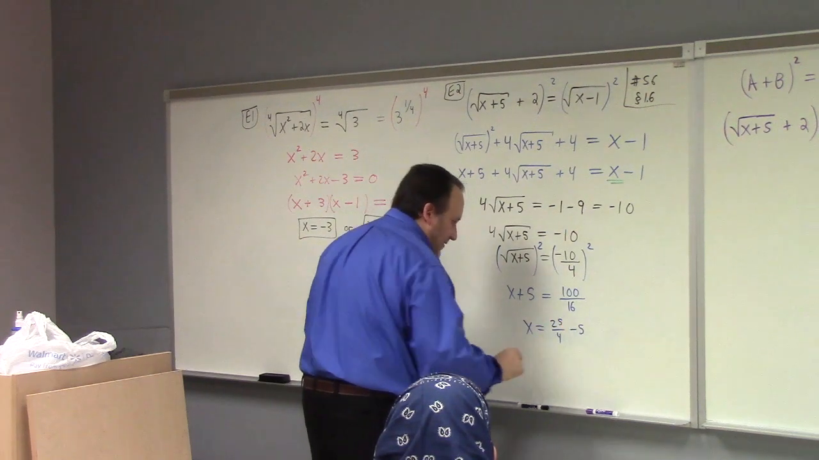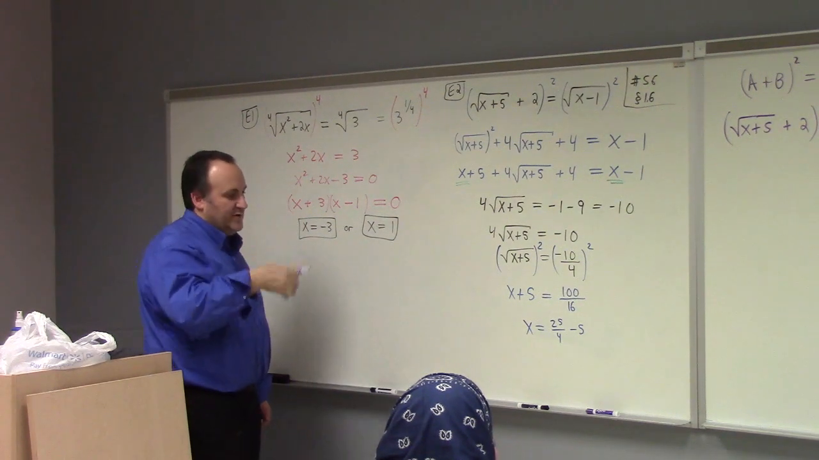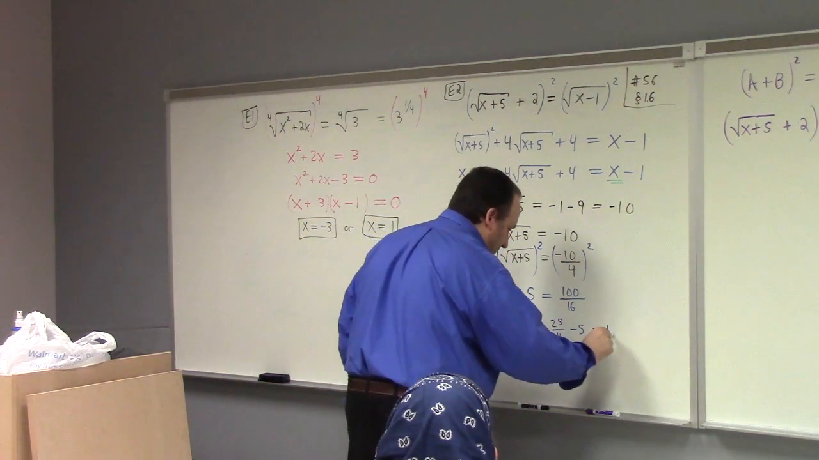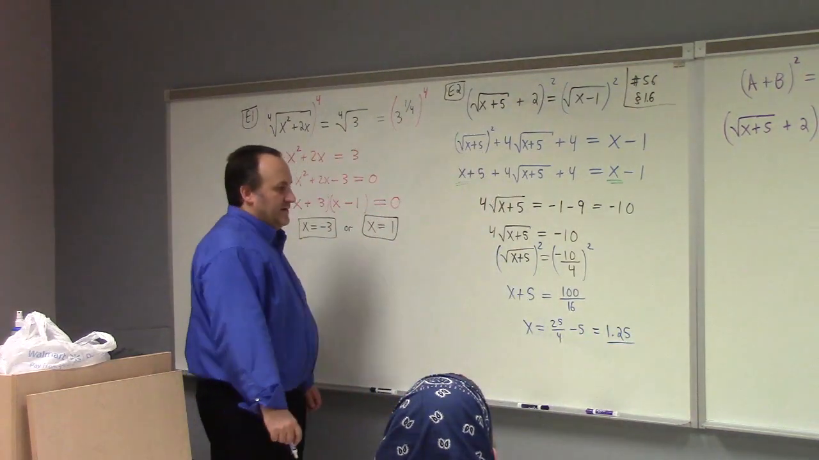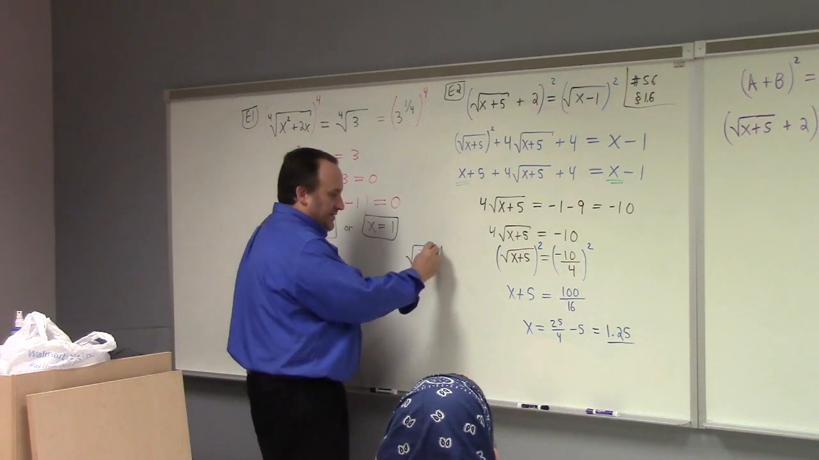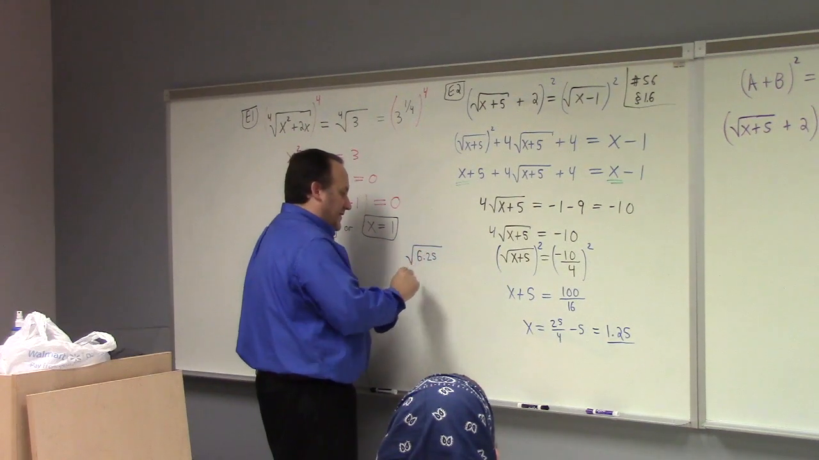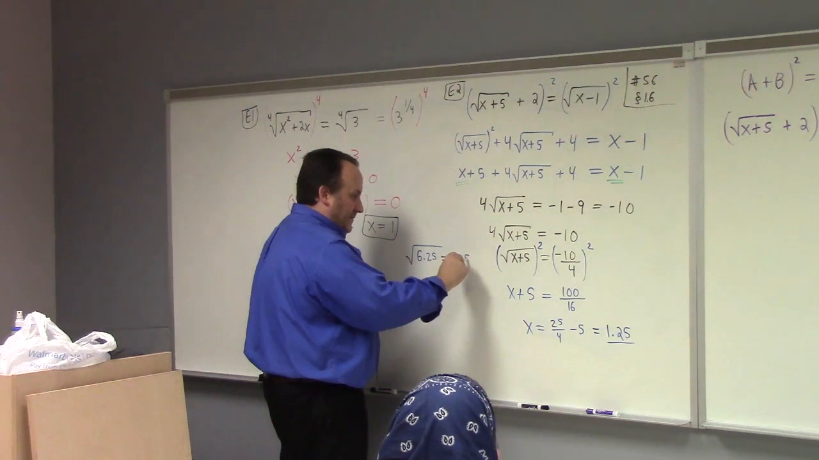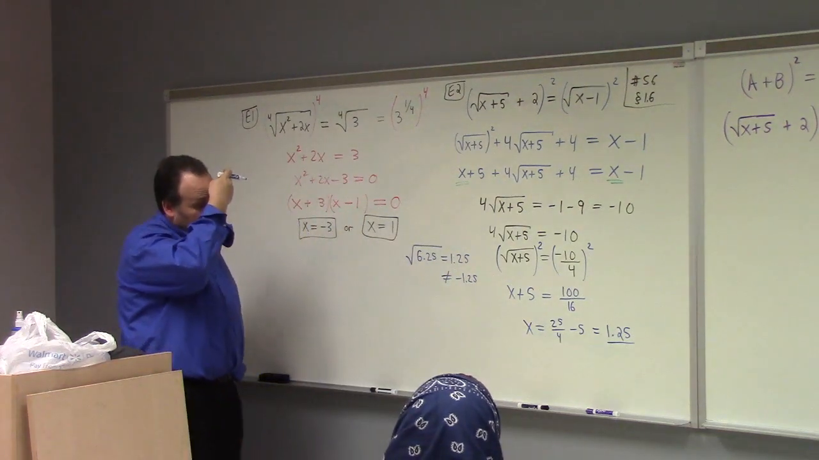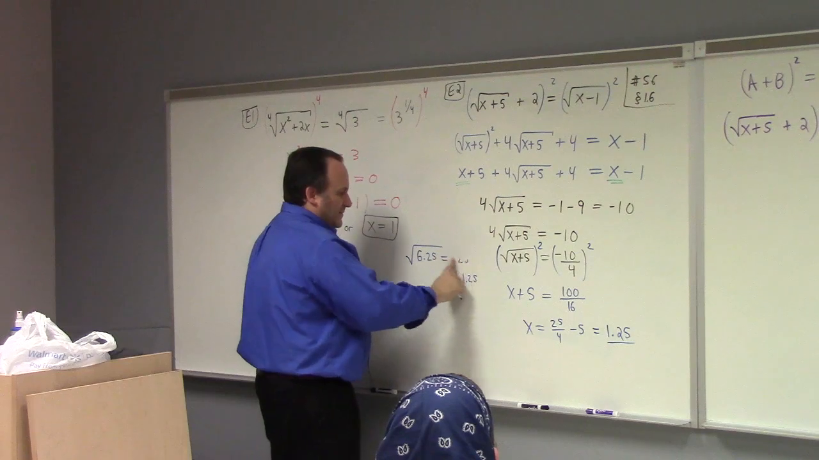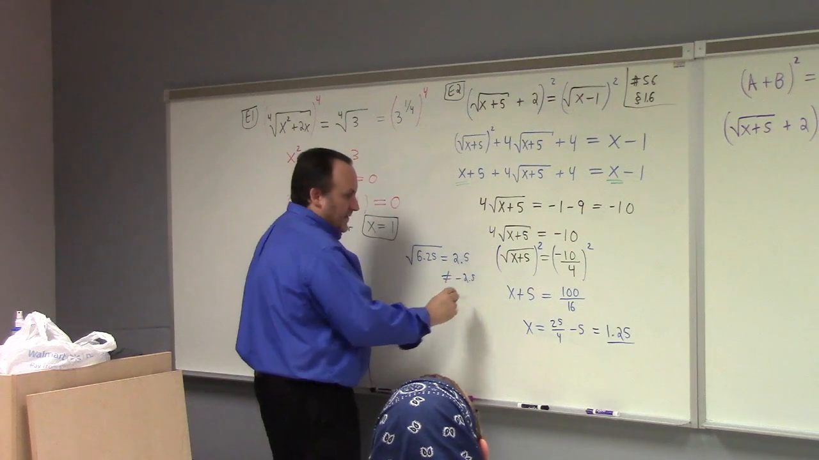You say 6.25? Yeah. So 6.25 minus 5 is, of course, 1.25, right? And so there you have it, 1.25. But the thing is, the square root of 6.25 is actually what? 2.5, right? See, this 10/4 is 2.5, which of course is not equal to minus 2.5.